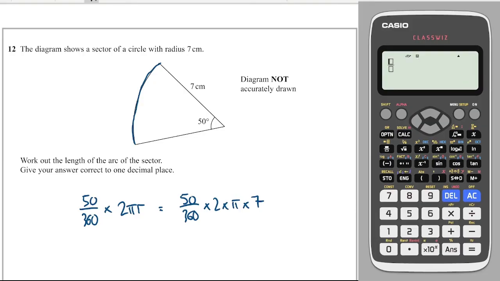So to the calculator we go. 50 over 360 times 2 times pi times 7. Whoops, completely messed that up. 50 over 360 times 2 times pi times 7. There we go, that's much better. And to one decimal place, that is 6.1.